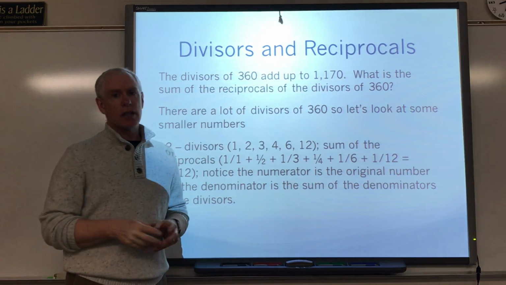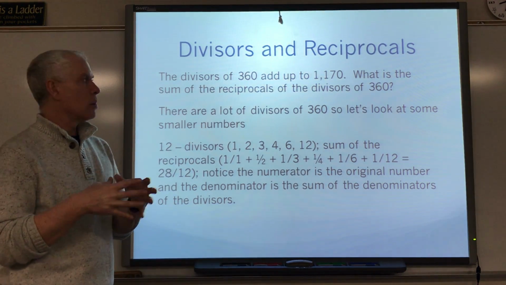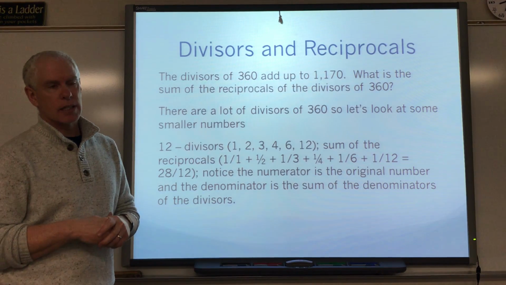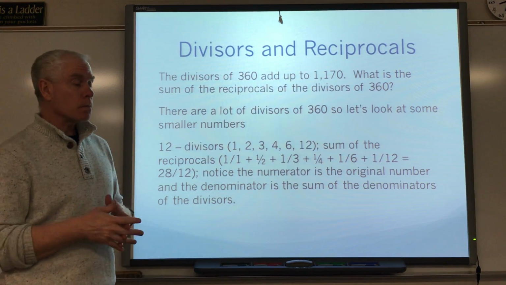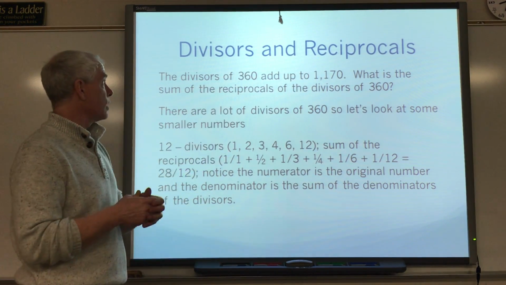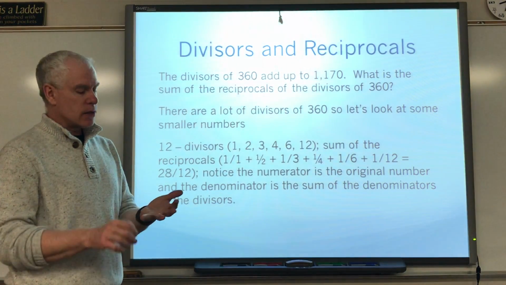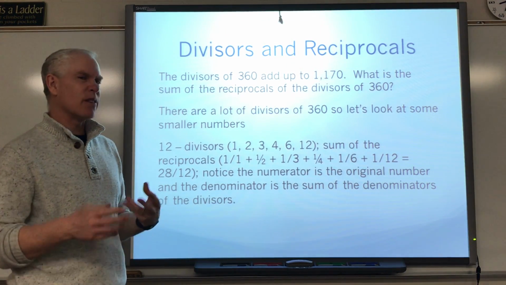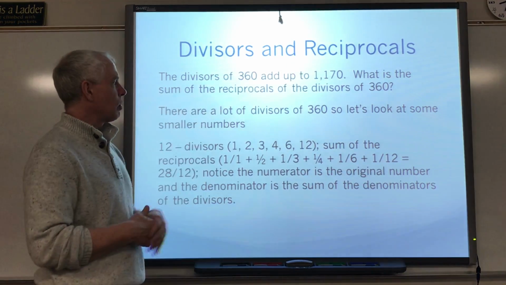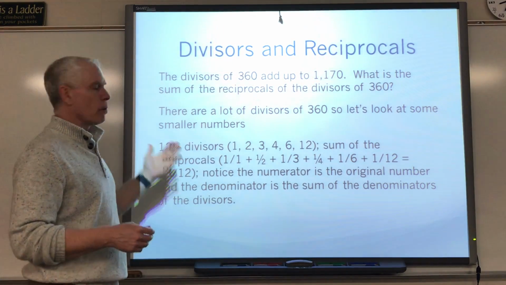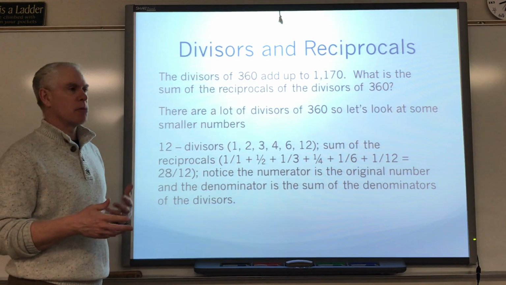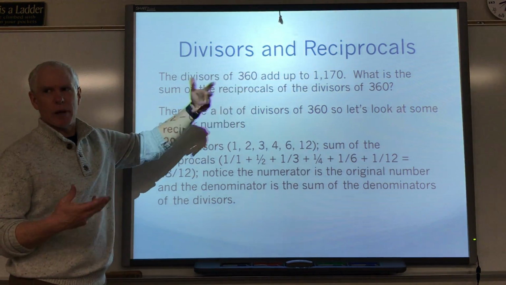Probably not. The suggestion here is to take a number quite a bit smaller than 360, maybe a couple, do just what they're asking to do, find all the divisors, find the sum of the reciprocals, and see if there's some sort of pattern to that so we can apply it to this. So I chose to start with 12. It's got plenty of divisors, but not an unreasonable amount where we can't do it.